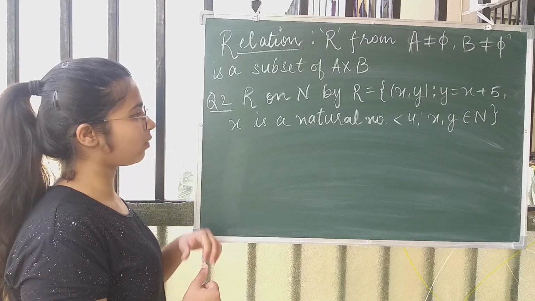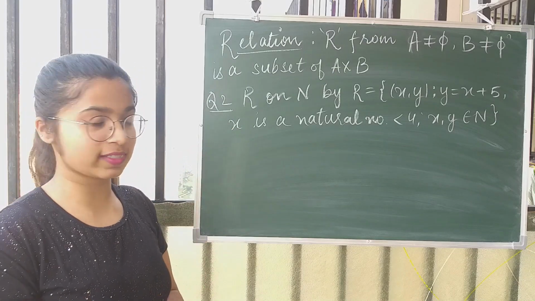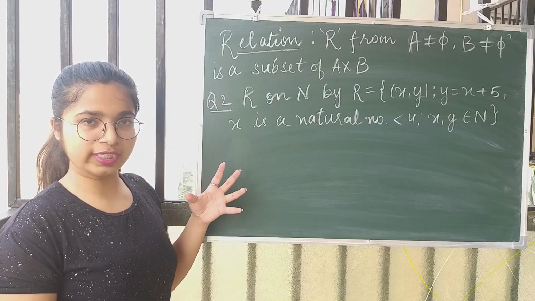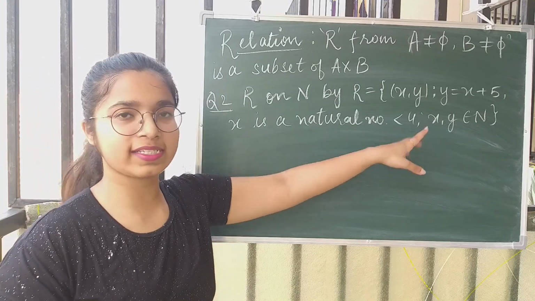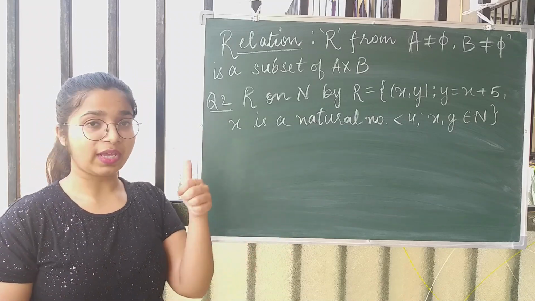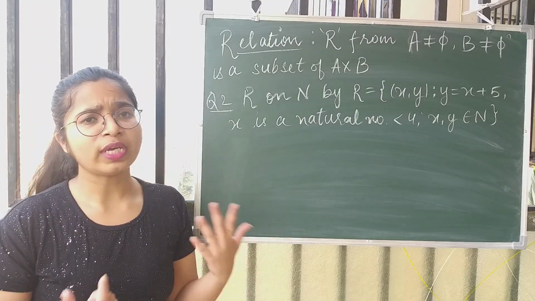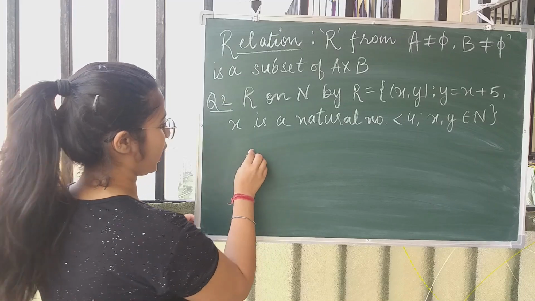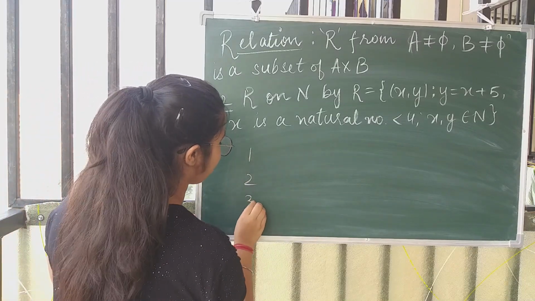पहले we see that what are the possible choices for x. x की हमें यहाँ पे definition दी है that it is a natural number which is less than 4. So 4 से जितने भी छोटे natural numbers होते हैं वो क्या क्या होते हैं? They are 1, 2 and 3. So x की there are only 3 choices which are 1, 2 and 3.